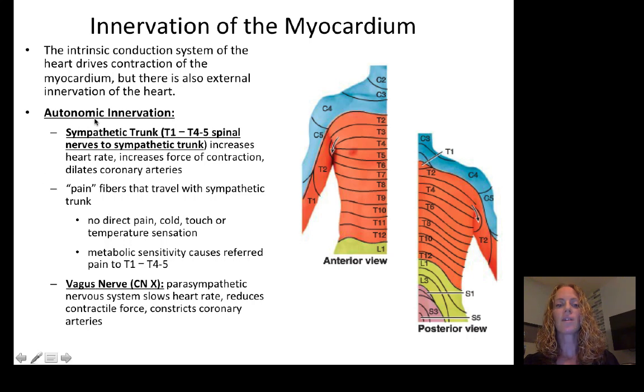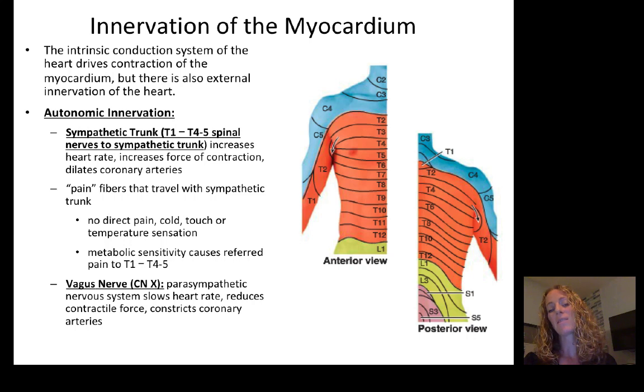The sympathetic trunk of the autonomic nervous system, T1 to T4 spinal nerves, increase heart rate, increase the force of contraction, and dilate the coronary arteries. There are pain fibers that are located within the myocardium, but they're not actually pain. So we can't think of these in the same way that, for example, we think of the pain traveling through the phrenic nerve of the pericardium.